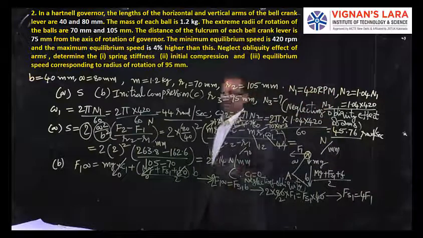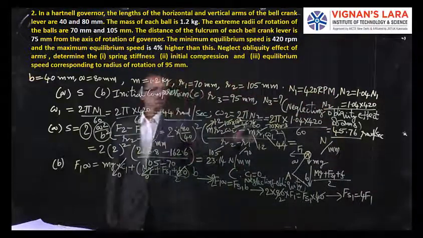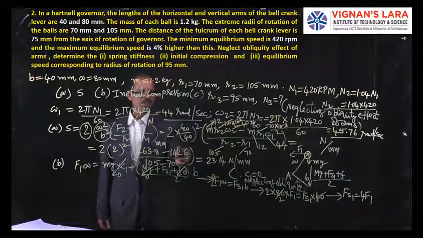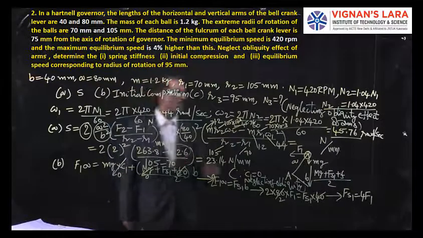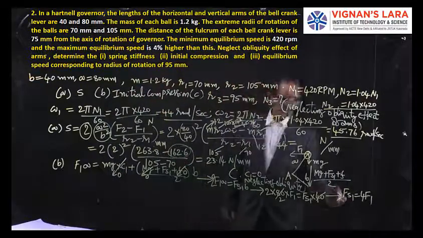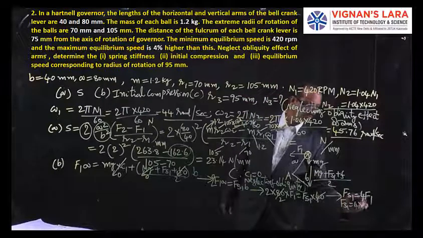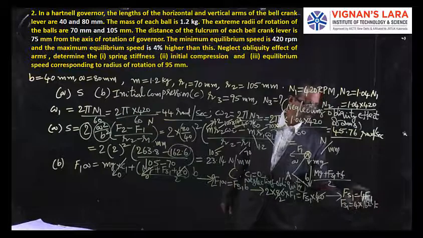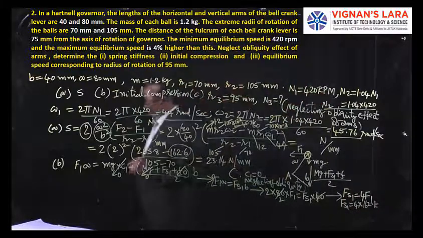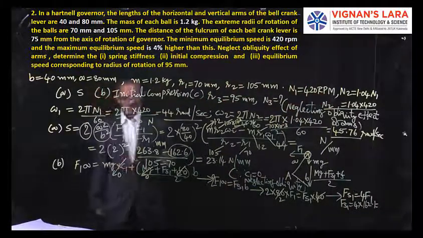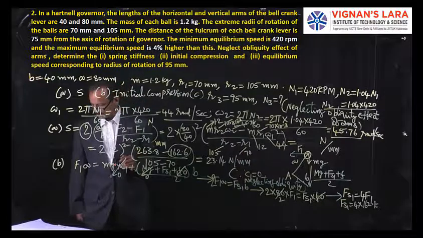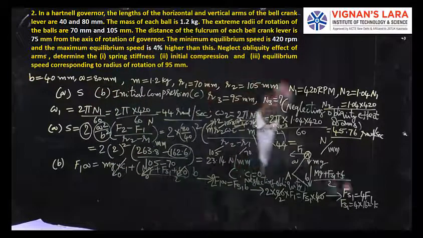So what is F1? We have calculated it by substituting here. We got F1 is 162.6. So Fs1 is equal to 4 times 162.6. That gives the value of Fs1 as 650.4 newtons.